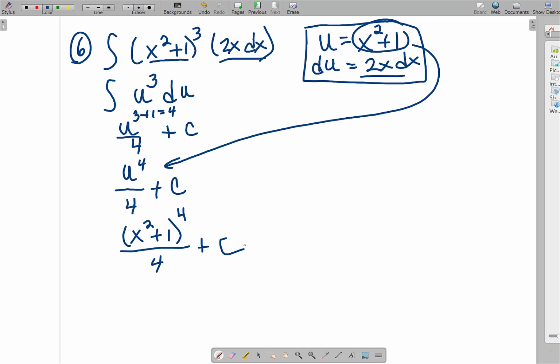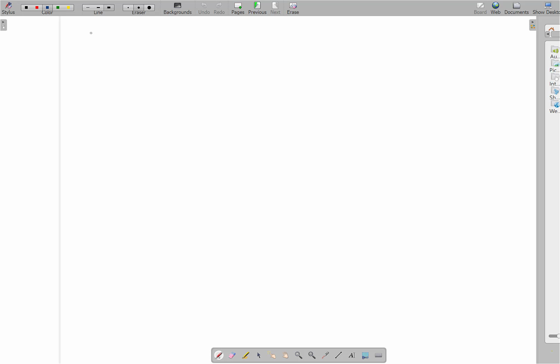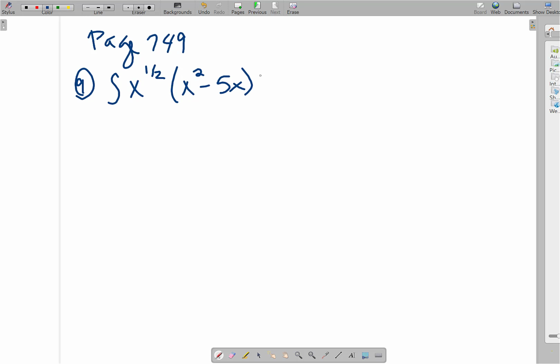Okay, now if you look in your book on page 749, there are some problems that you can practice. I'm going to do a few of them right here with you so that you get the idea and make sure you're getting enough practice finding the antiderivative. The first one is number 9, and it says find the antiderivative of x to the 1/2 times (x squared minus 5x) dx.